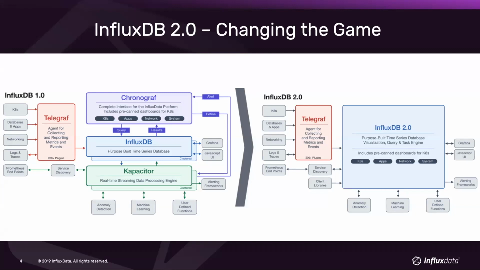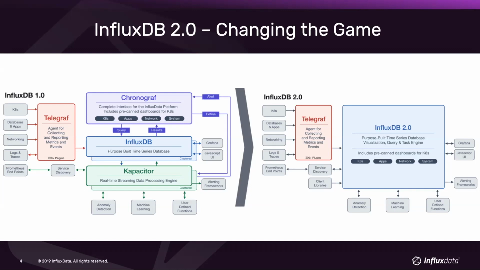In InfluxDB 1.0, it consisted of what we call the tick stack, which is Telegraph, InfluxDB, Chronograph, and Capacitor. And the big thing, it's important to understand just these 4 different components when we talk about 2.0, is that all of these 3 parts of these tick stack were merged into one simple UI. So talking about these 4 components, we had Telegraph. So Telegraph, outlined in a sample configuration in a bit, is our agent for collecting and reporting metrics and events.